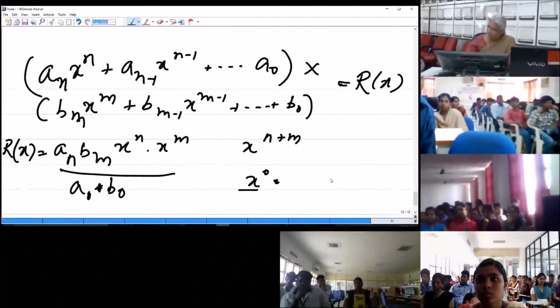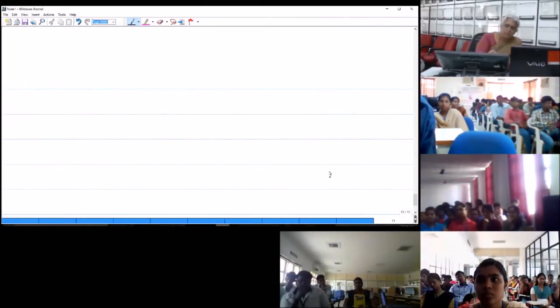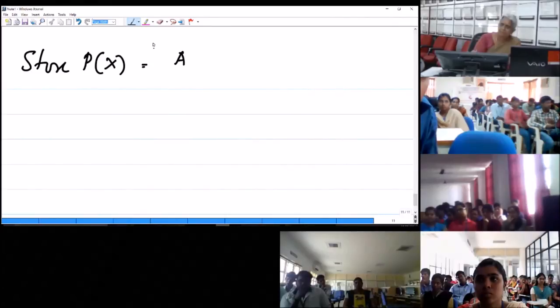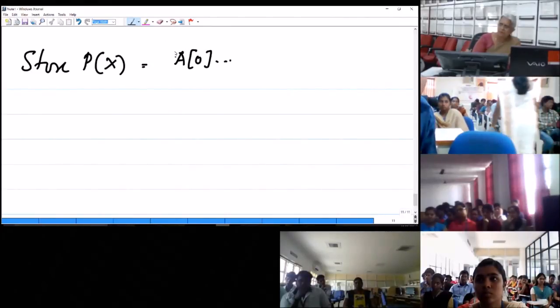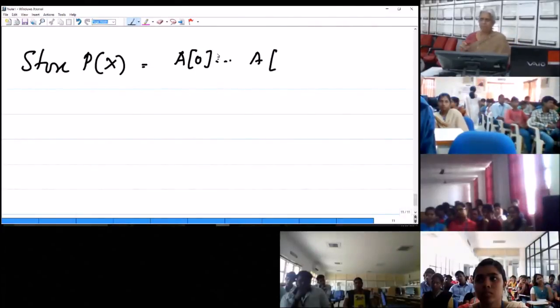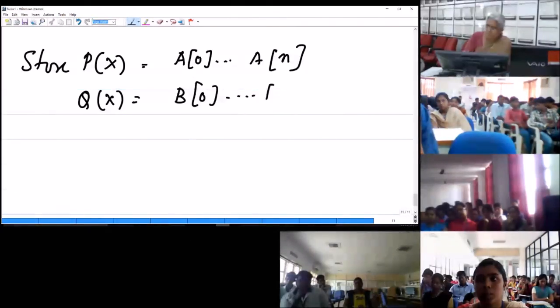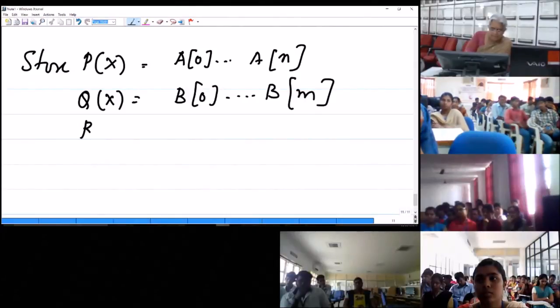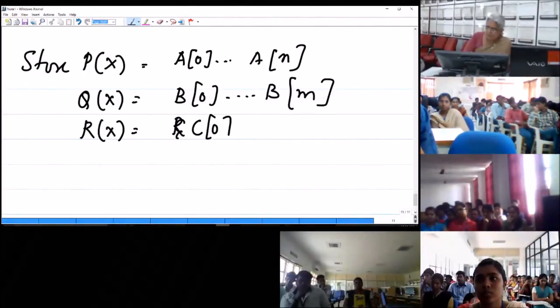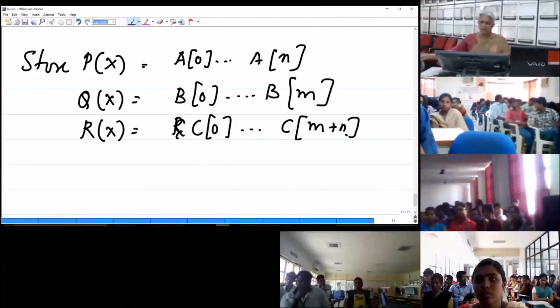So now, what you need to do when you're multiplying two polynomials: store P of x in, let's say, an array A, going from A0 up to the nth degree. Then Q of x is stored in B0 to Bn. R of x goes from, let me call it, C of 0. And what is the maximum degree? C of n plus n.